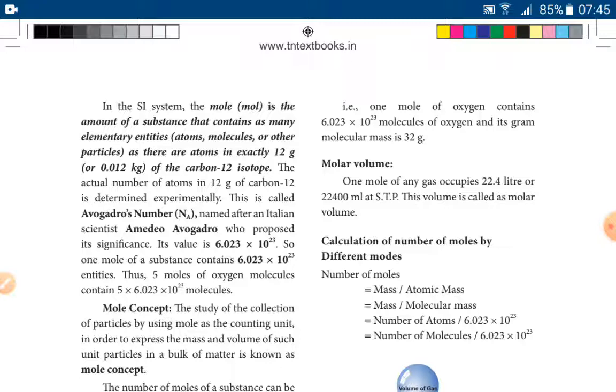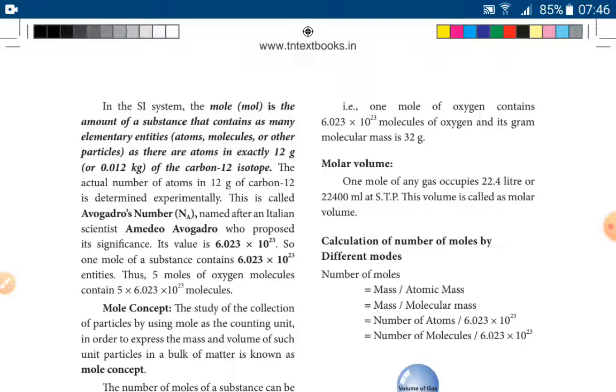And molar volume, what is molar volume? 1 mole of any gas occupies 22.4 liter or 22,400 ml at STP. This volume is called the molar volume. So 1 mole is equal to the Avogadro number, 1 mole is equal to the gram molecular mass, and 1 mole of any gas always occupies 22.4 liter, or in ml 22,400 ml at STP.